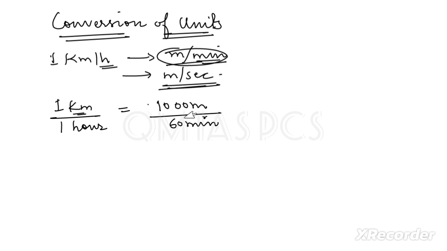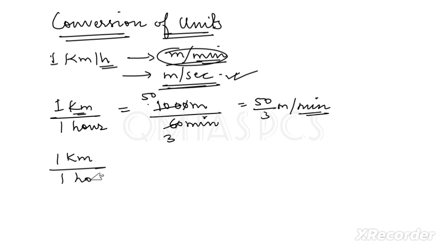Okay, then you can cancel this 0, and if you cancel by 2 it will be 3 and 50. So we will have 50 by 3 meter per minute. So in terms of meter per minute it will be 50 by 3. Is it clear? And if somebody asks us to convert it into meter per second, what will we do? We will write kilometer, here is 1 hour, again the same thing, we will write 1000 meter, and now here we have to convert this minute into seconds. Got it? Are you getting my point?